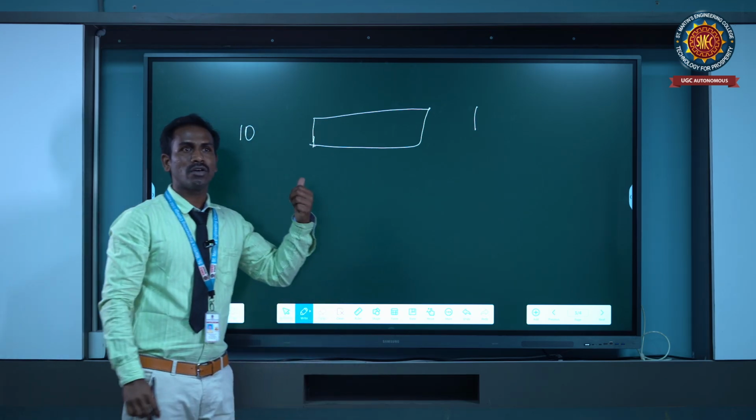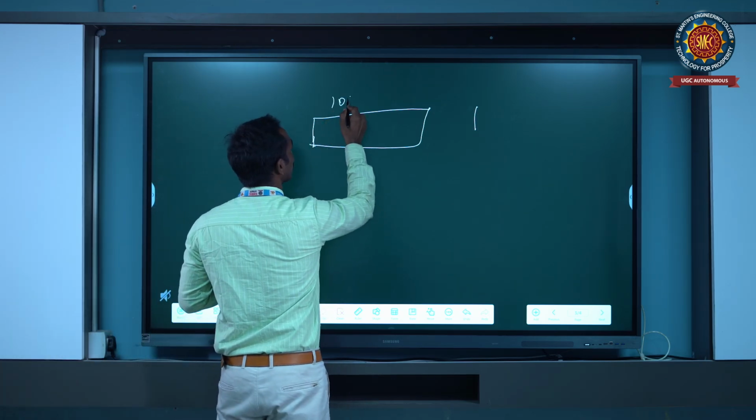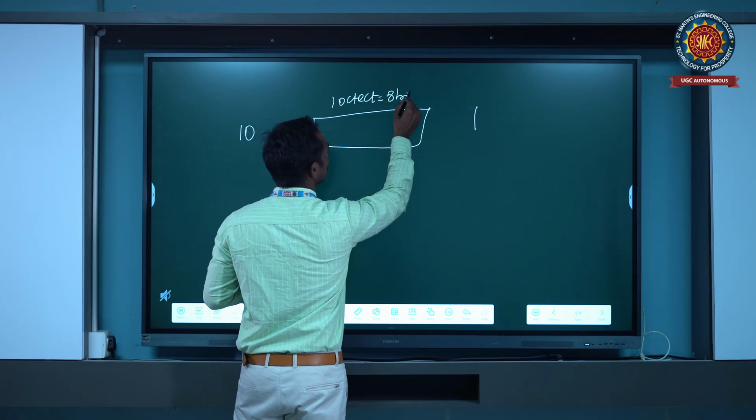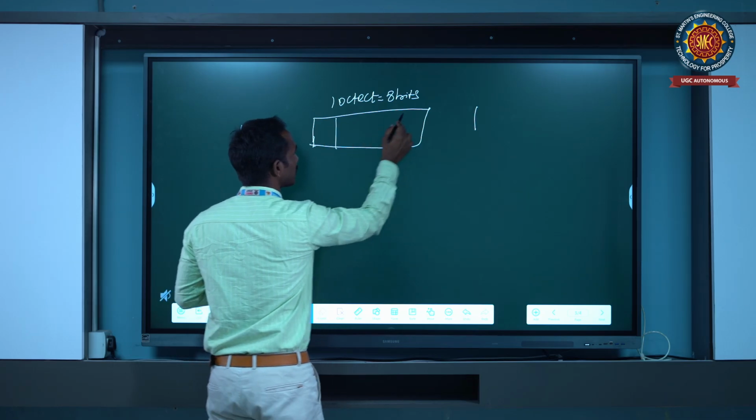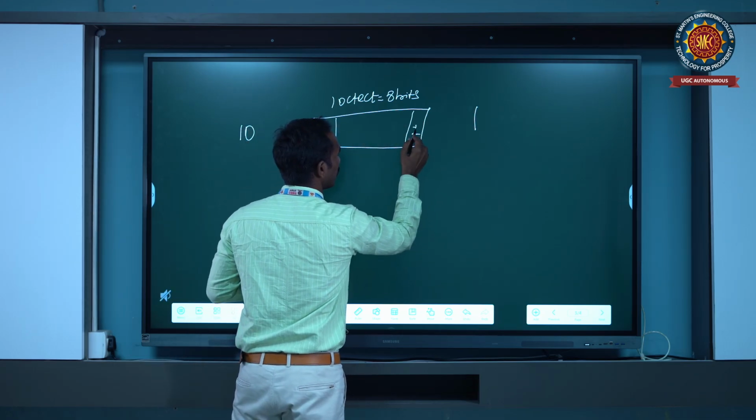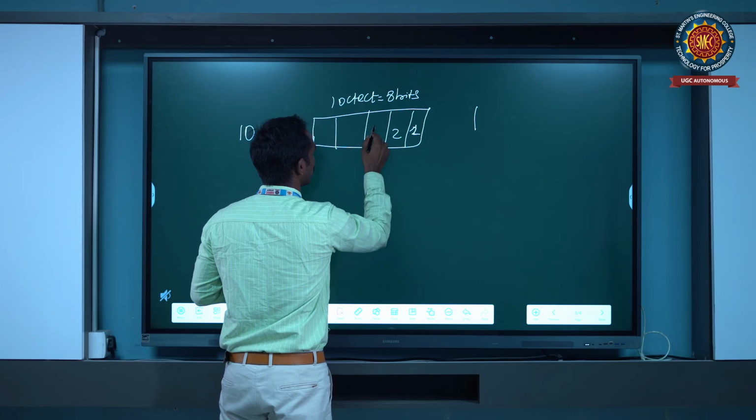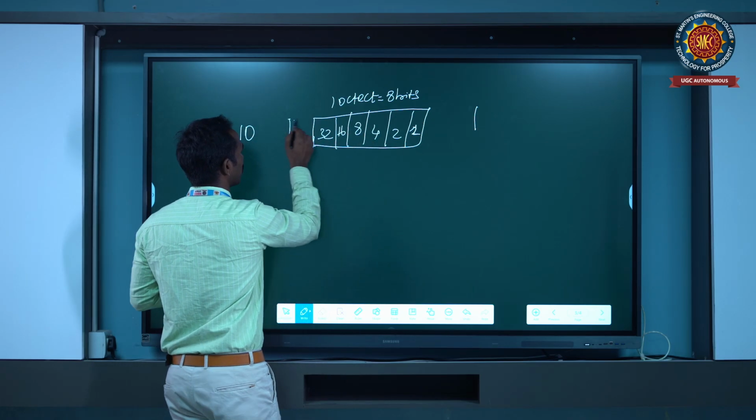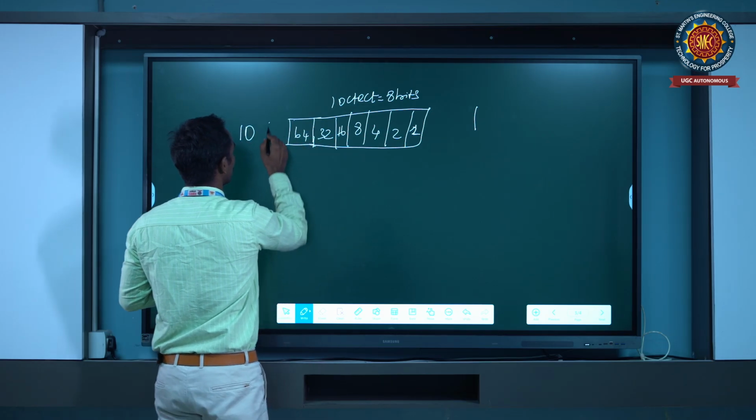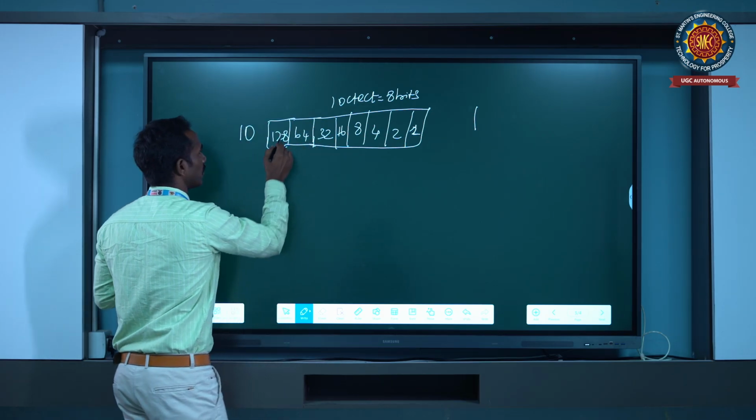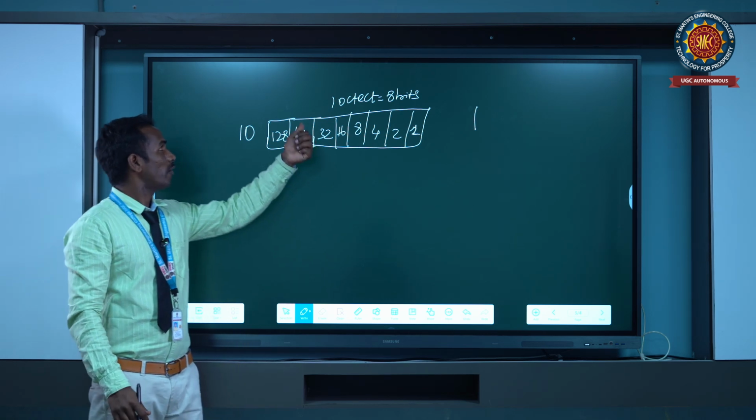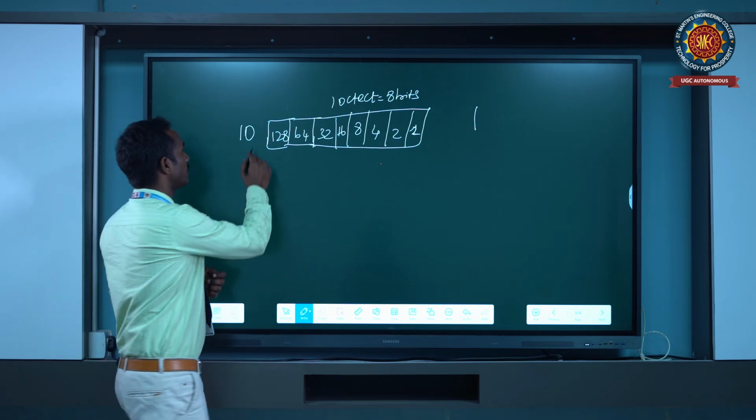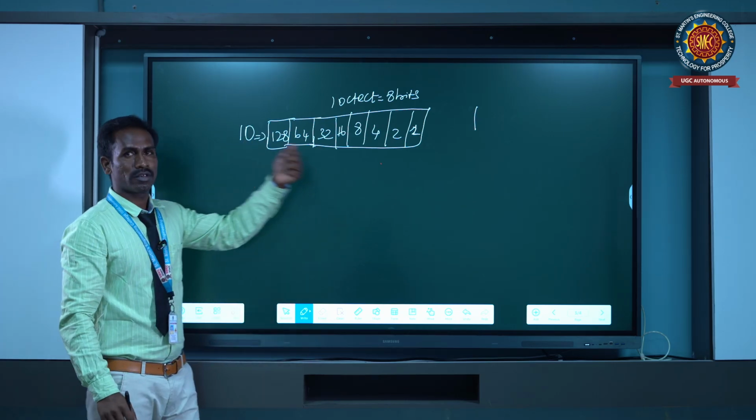For the decimal value, 1 octet is 8 bits. How to write those 8 bits? That is 1 octet. 1 octet contains 8 bits. These 8 bits we can use.